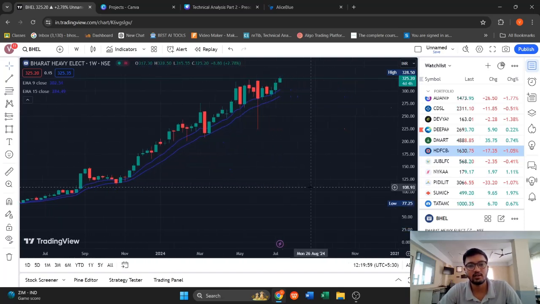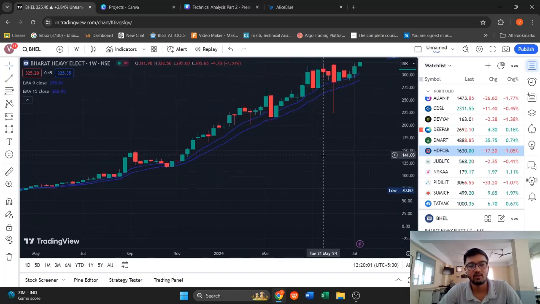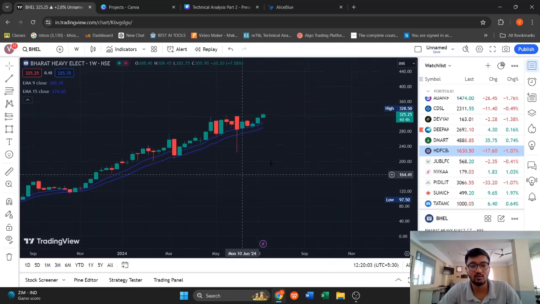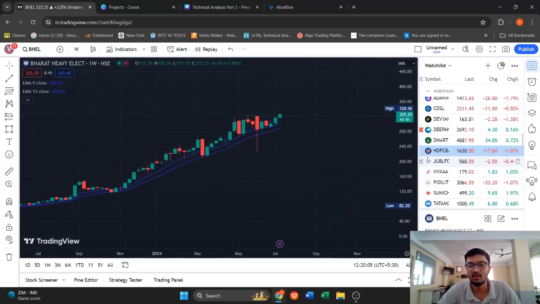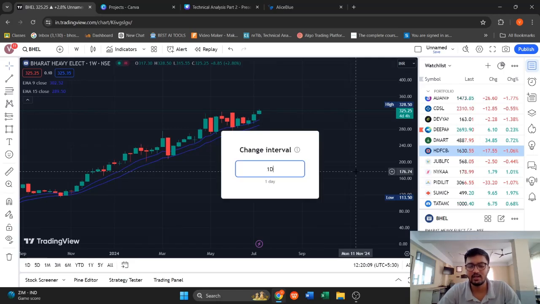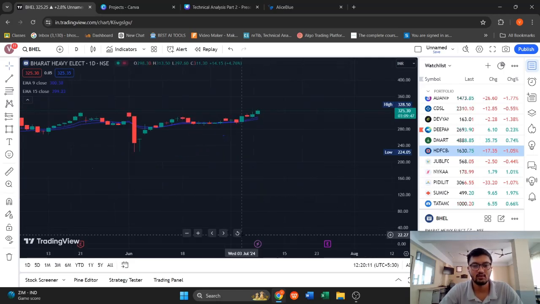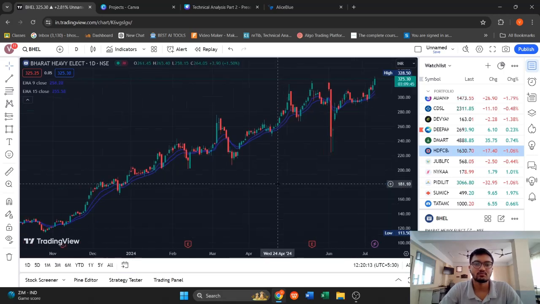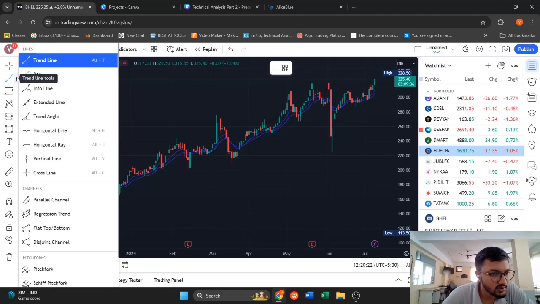It is in continuous upward movement, and this is a weekly chart. Imagine what the daily time frame will be. We'll look at the daily actually. Let's see how it is performing. This stock is performing very well, but let's mark support and resistance.